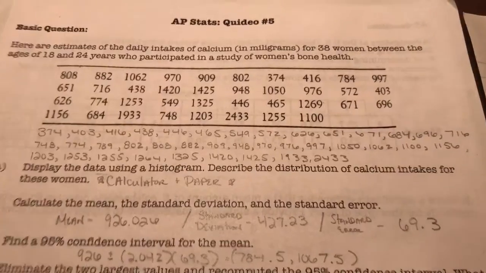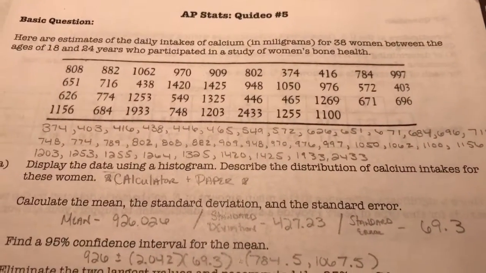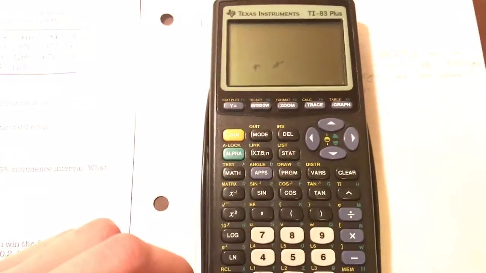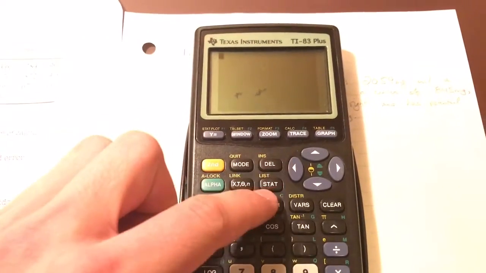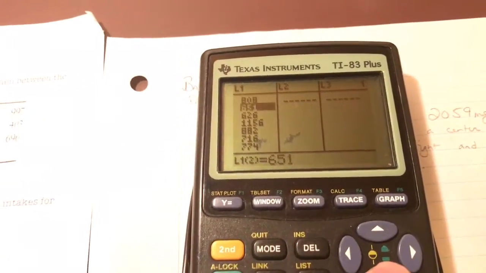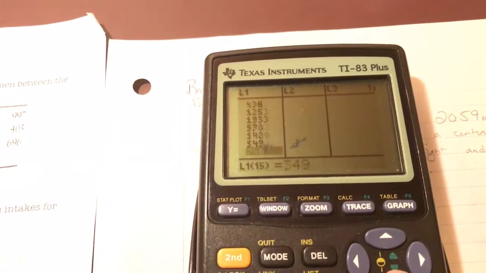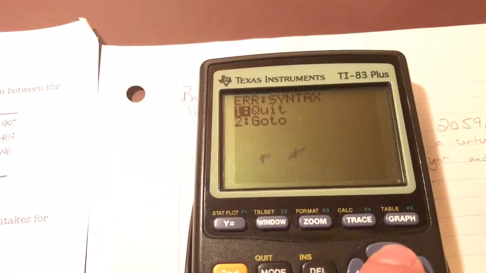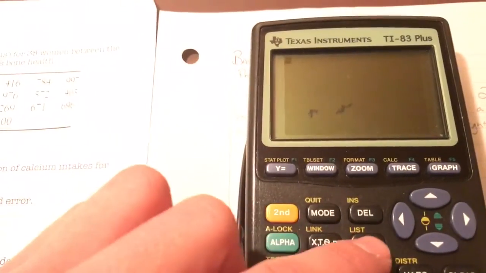So what I did first is organize all those lovely numbers up there, put them in order. I came over here and I used my calculator, turned it on, then I went to lists, edit, and I put in all those numbers into list 1 of the calculator. Scroll down, there should be 38, I believe. There we go. I know it's 38, so I put them in the calculator.